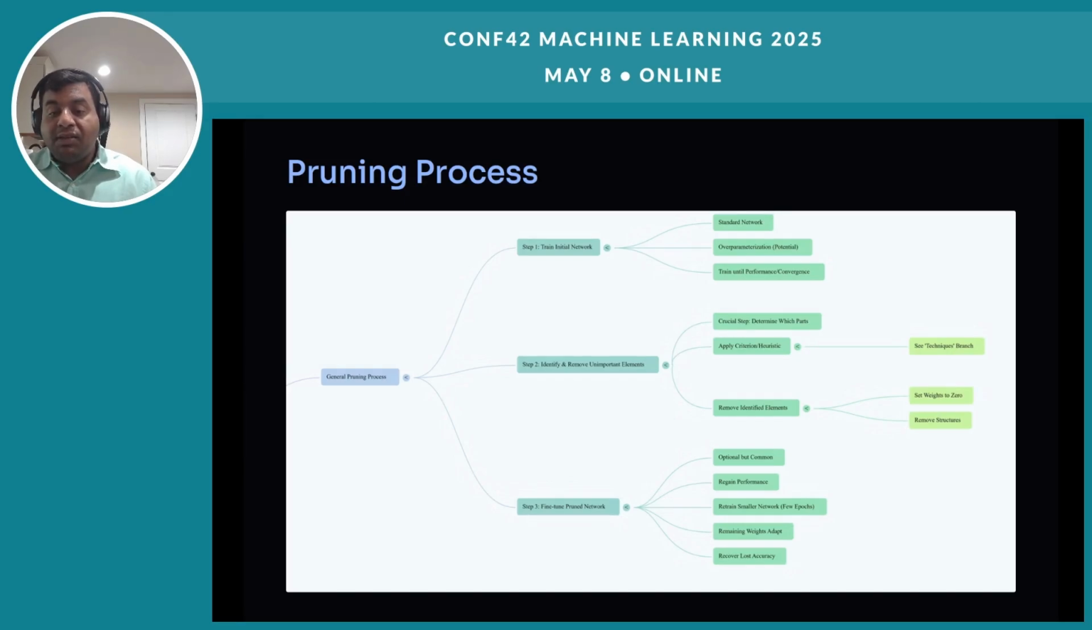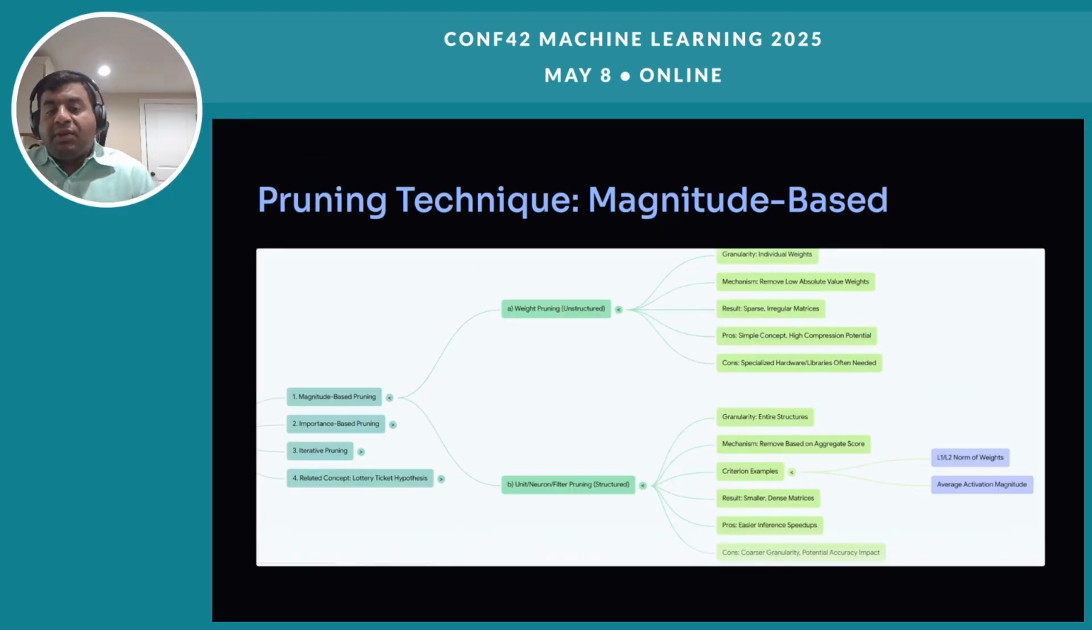After removing elements, the network's performance usually drops. So we retrain the smaller pruned network for a few cycles. This allows the remaining weights to adapt and often recovers most, if not all, of the lost accuracy. This cycle of prune and fine-tune can be repeated iteratively to reach a desired level of sparsity and size. Let's look at specific pruning types.